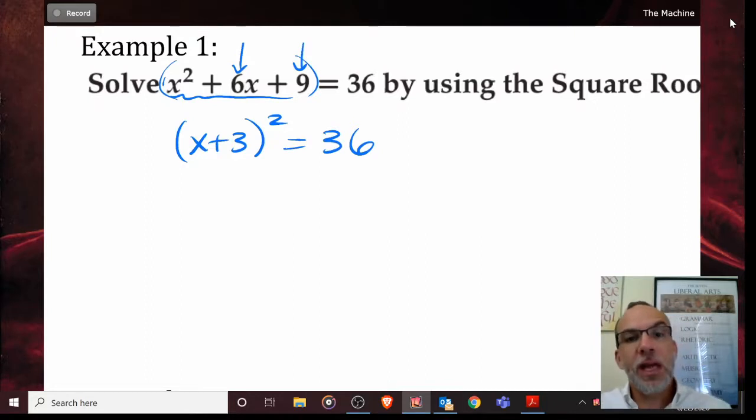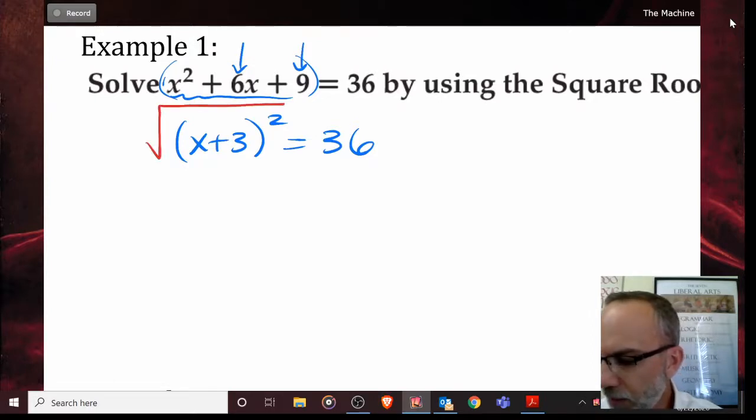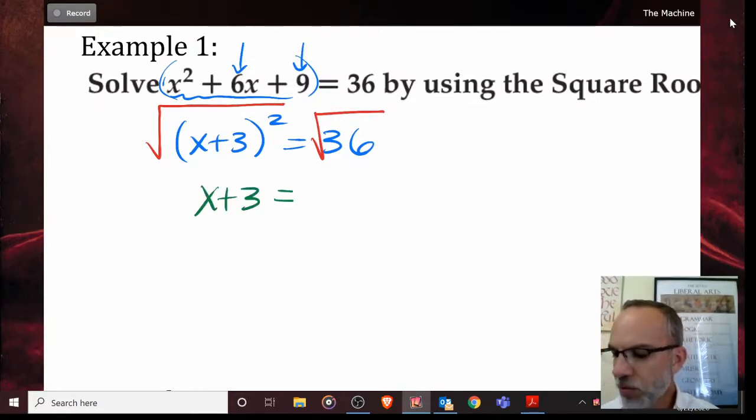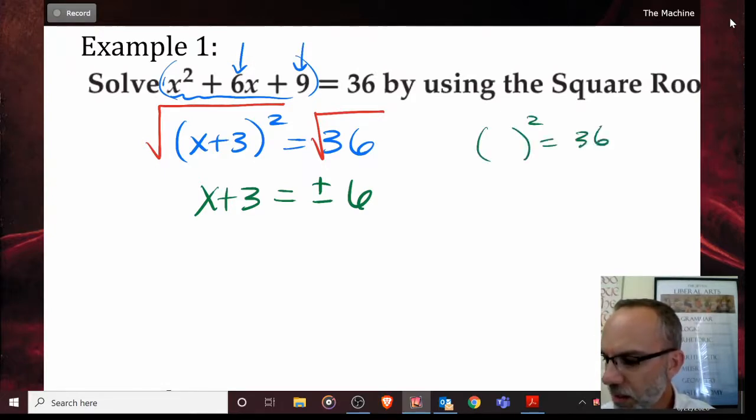Okay, let me undo the square. I do that by square rooting the left and square rooting the right. This gives me just the base. The base is all that's left there. x plus 3 is equal to plus and minus 6. Why plus and minus? Because we're saying something squared is equal to 36, so that something must be either a positive 6 or it could be a negative 6.